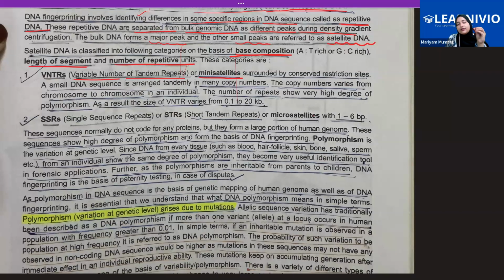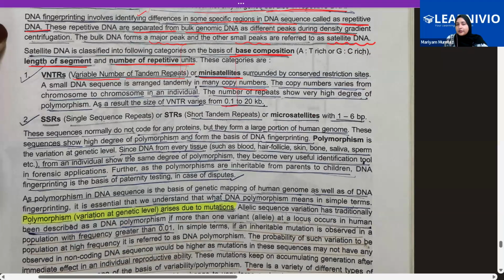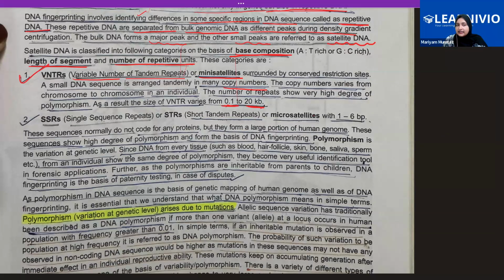Now, VNTR means variable number of tandem repeats, or you can call them minisatellites. They are surrounded by conserved restriction sites. A small DNA sequence is arranged tandemly in many copy numbers, so it is repeated several times. The copy number varies from chromosome to chromosome, so the number of repeats shows a very high degree of polymorphism. It varies from 0.1 to 20 kb. Okay, so the VNTR is the first thing that comes under the satellite DNA.